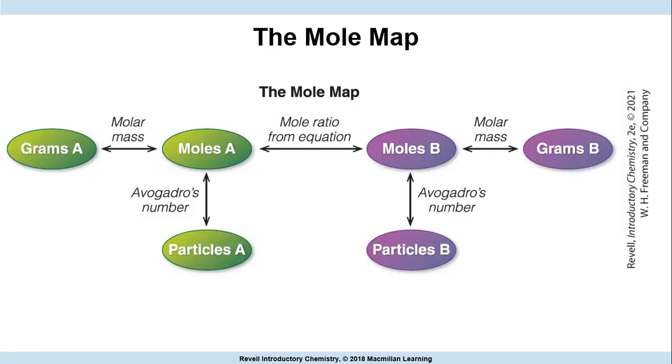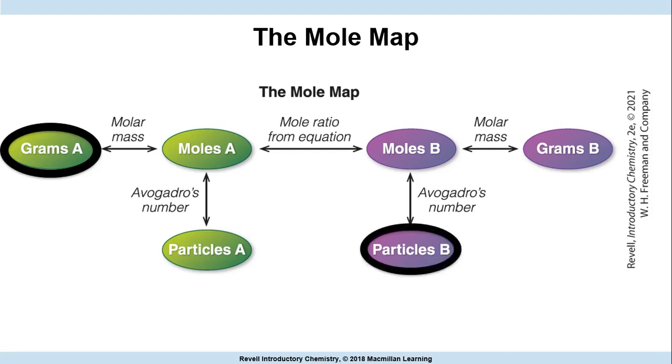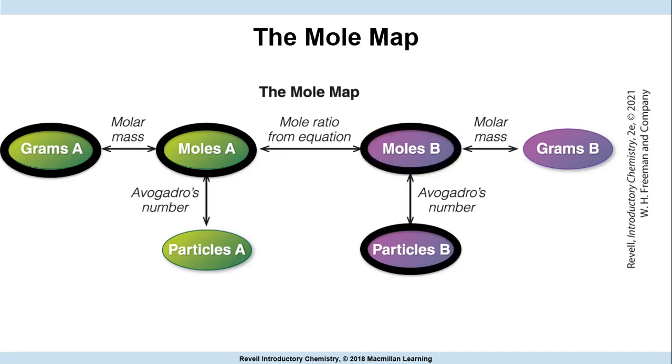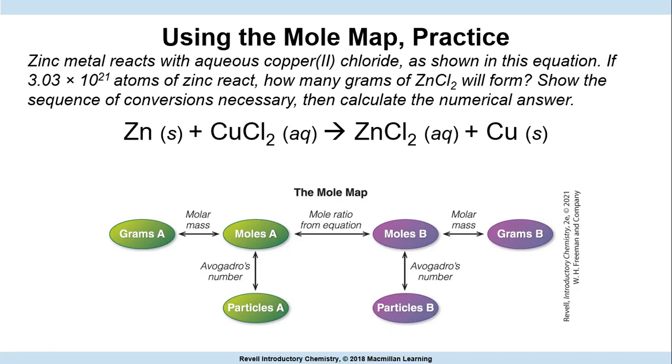Here is the map of everything we've already stated. Make sure you master this map. If you are converting from, for example, grams of A to the particles of B, you have to move from grams of A to moles of A. Then from the moles of A, you move to moles of B. Then from the moles of B, you move to the particles. Let's look at an example that has such a situation.